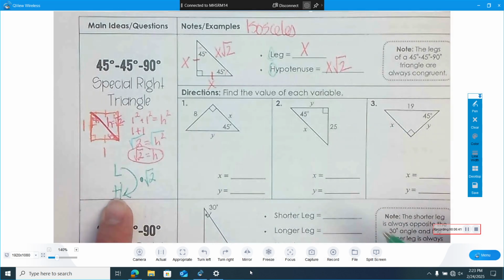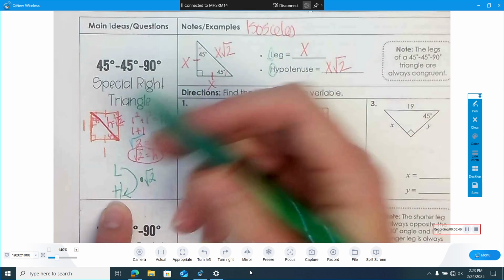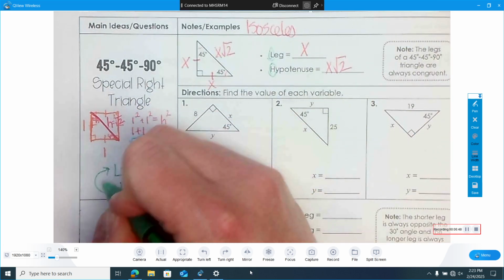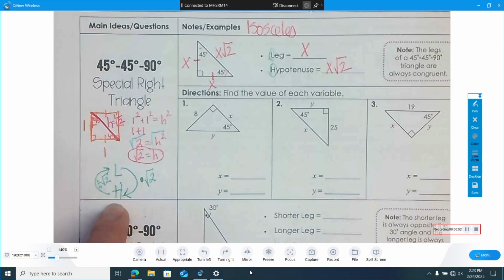If I'm at the hypotenuse, how do I get back to the leg? Divide by radical 2. That's all. Divide by radical 2. That's what we have to do. We either multiply by radical 2 or divide by radical 2. Okay, let's see how that works.